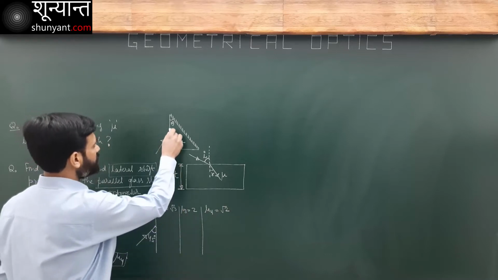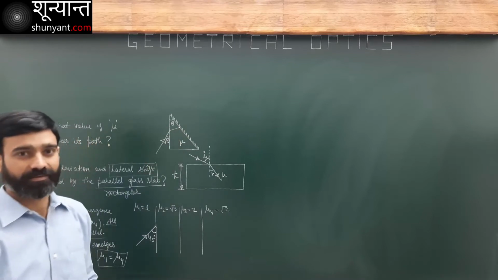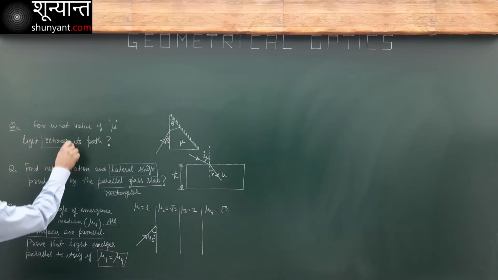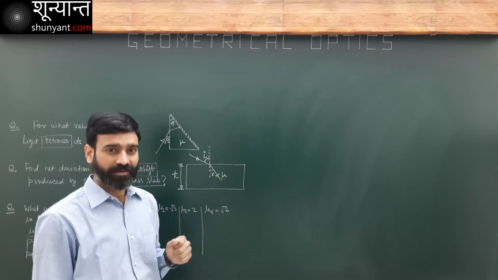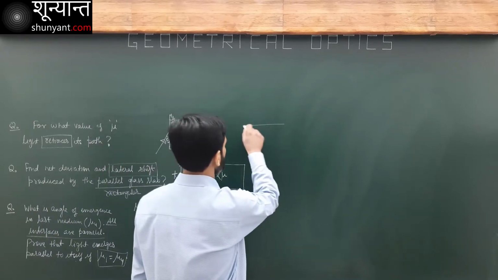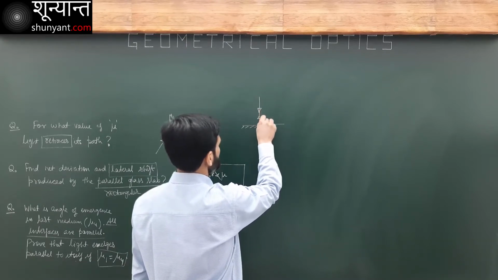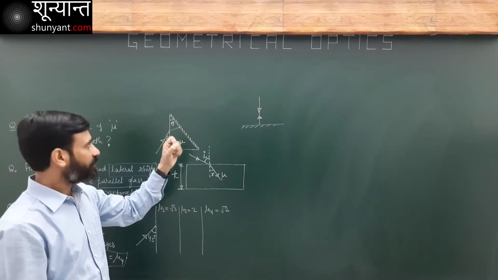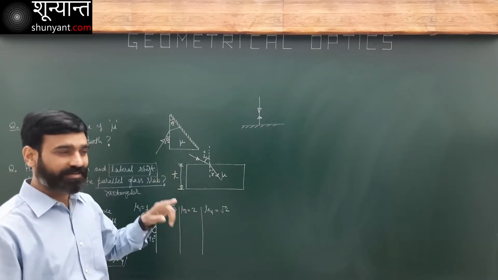So when light enters into this medium, it is going to be reflected from here. Now the light has to retrace its path. Under what condition does light retrace its path? In case of reflection, light retraces its path if it is incident normally. That means after entering into this prism, the light must hit this surface normally. In that case only it is going to retrace its path.